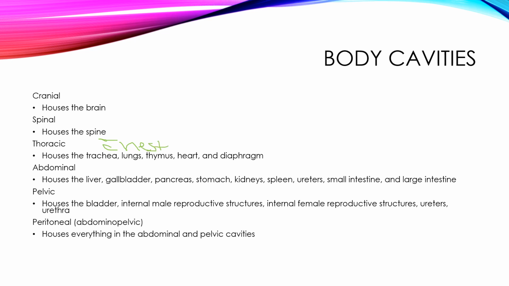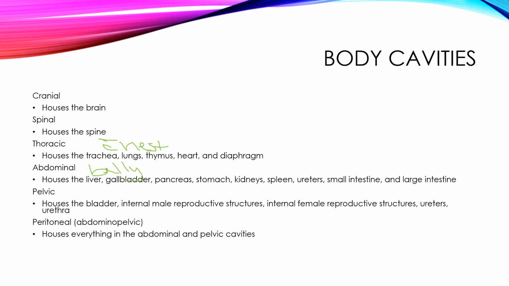Anyway, so your abdominal cavity. This houses your liver, gallbladder, pancreas, stomach, kidneys, spleen, ureters, small intestine, and large intestine. So basically, this is everything in your belly. Your pelvic cavity. This houses your bladder, your internal male reproductive structures, the internal female reproductive structures, ureters, and urethra. So this is everything in your pelvis, pretty much.